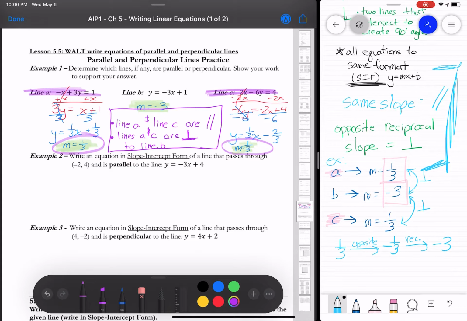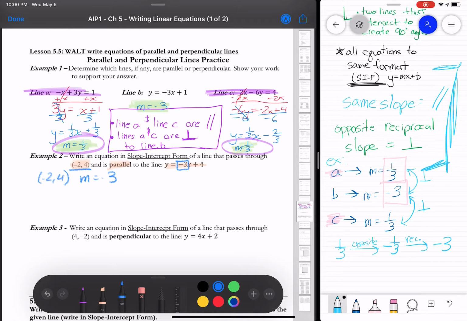Example 2 says write an equation in slope-intercept form of a line that passes through (-2, 4) and is parallel to this equation. What I know about it being parallel is that it needs the same slope. So I can extract this slope and I can use this point. So right now I have a point and I have a slope.